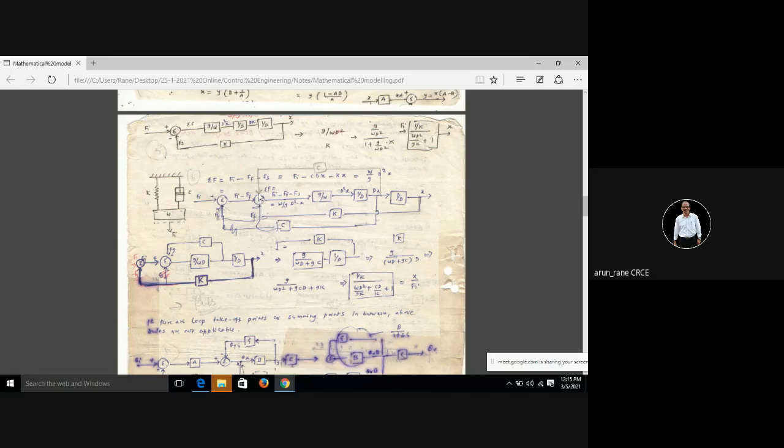There is one summing point here, there are these many blocks here, and you have one more block here. So the very first thing I can do is club these two blocks. Now I am applying the rules of block diagram reduction. So let me club these two blocks. So this becomes g by W into 1 by D, that is g by WD.